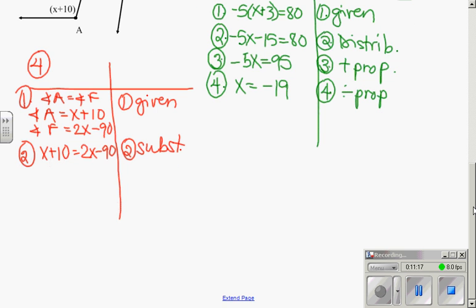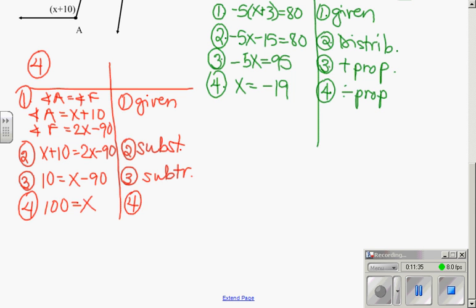And now this becomes an algebra proof, just like the ones we've been doing. I'm going to subtract x from both sides. Again, there are multiple ways to do this. And if you move a different number first, that is fine. And now I'm going to add 90 to both sides.